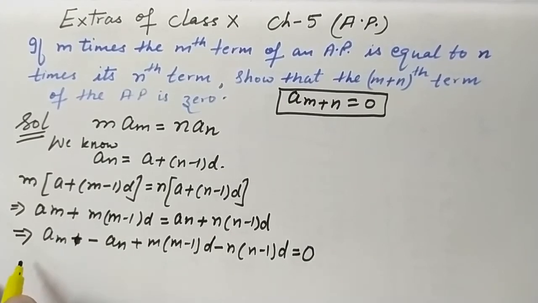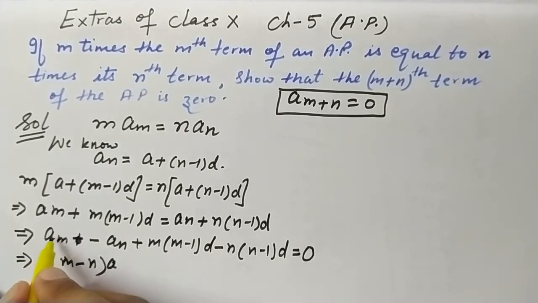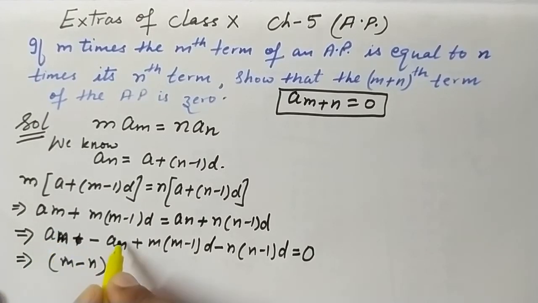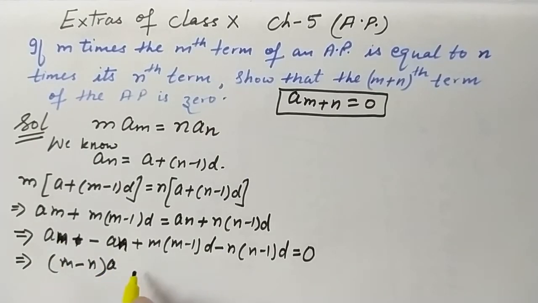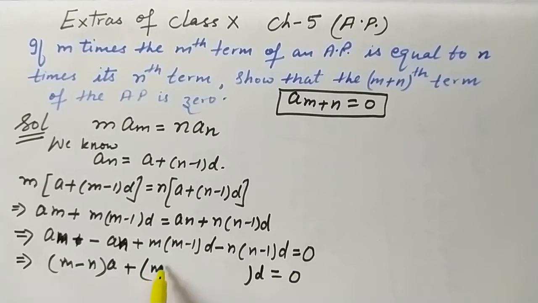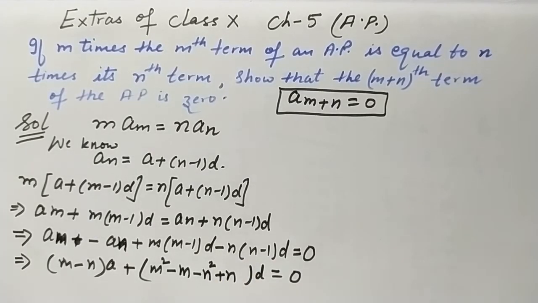From these two I'll take a common. So a is taken common, what is left, m minus n. Dear students, it is not a_m here, it is a into m. You can see a into n, so you can see it this way. Plus, from here d can be taken common, so what is left inside: m into m is m square, minus m into 1 is minus m, here minus n into n is minus n square, and minus n into minus 1 is plus n. This is left with us.